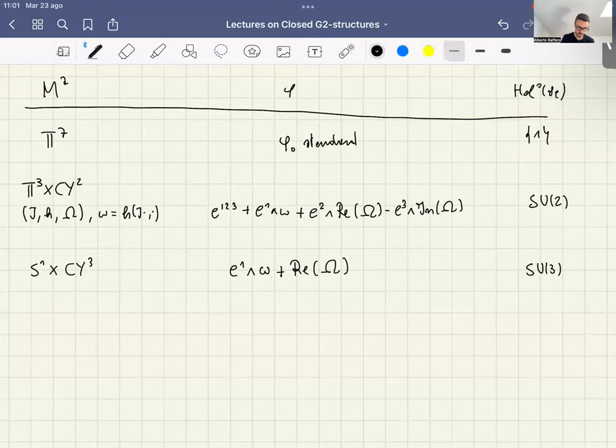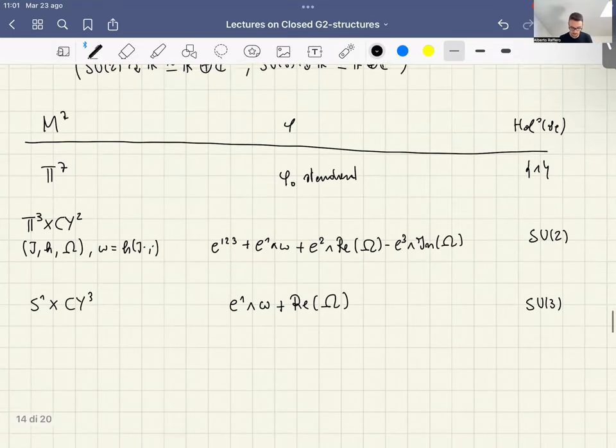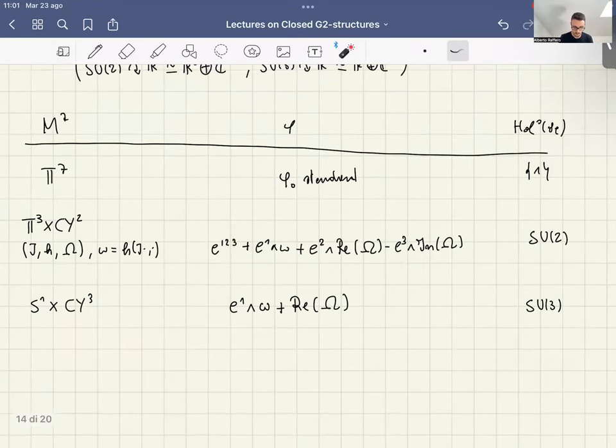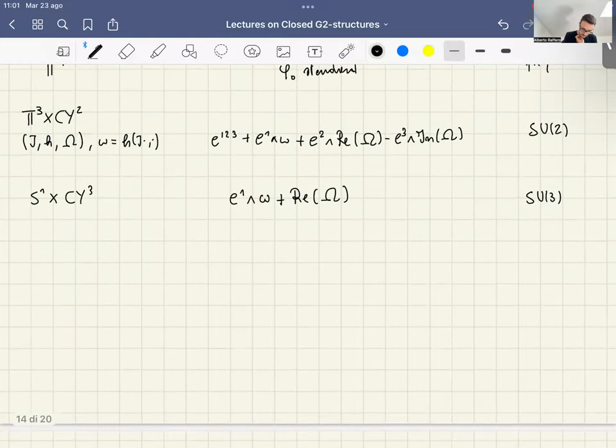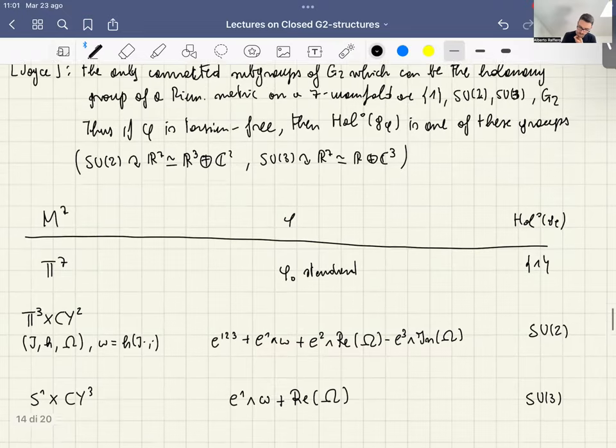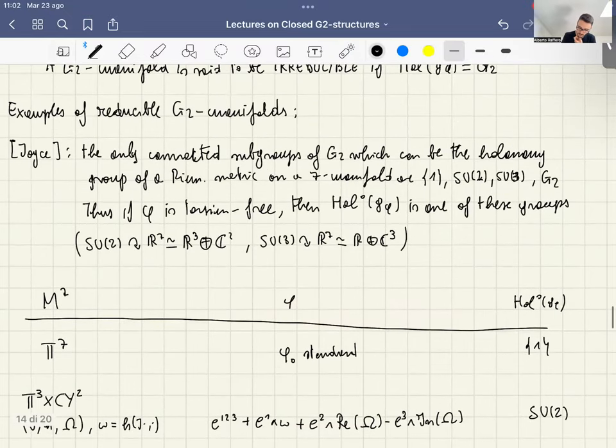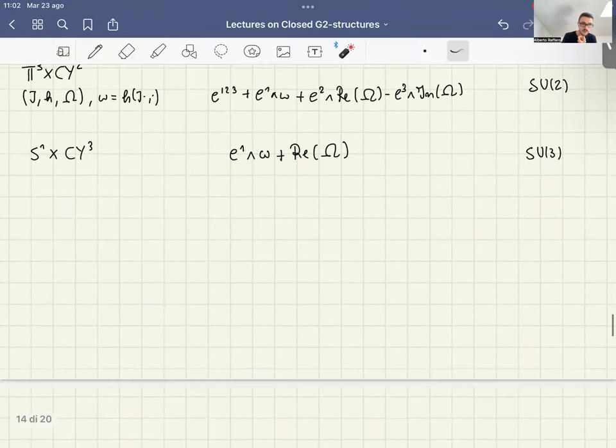So these are examples that you can obtain starting from known examples of manifolds with special holonomy, and they are all giving reducible G2 manifolds. So what can we say for the case when the holonomy group is precisely G2? Well, there are some conditions ensuring that we have the equality in the inclusions.